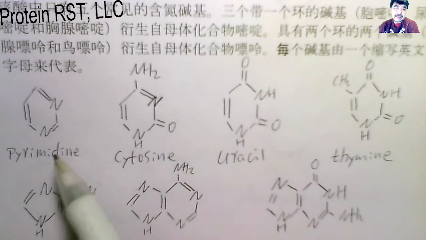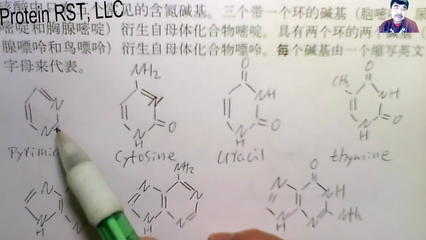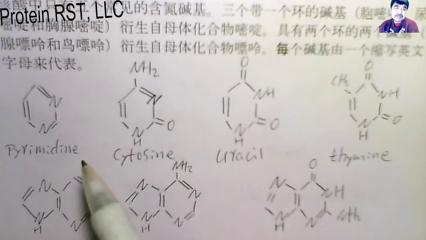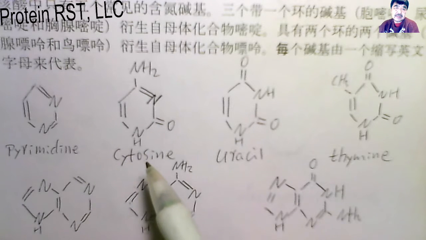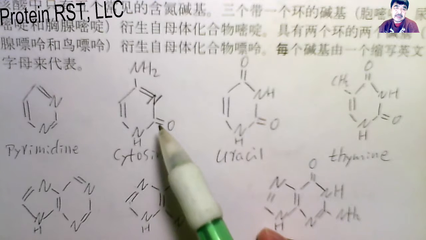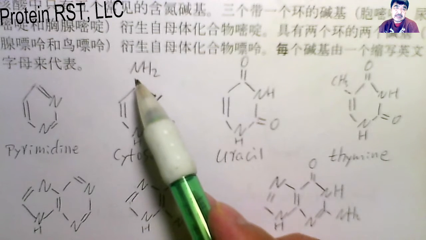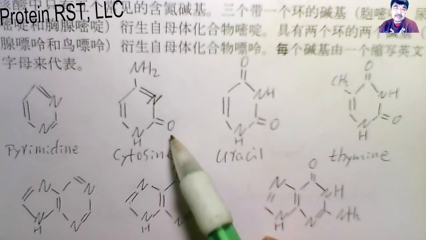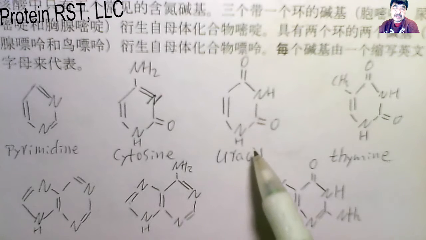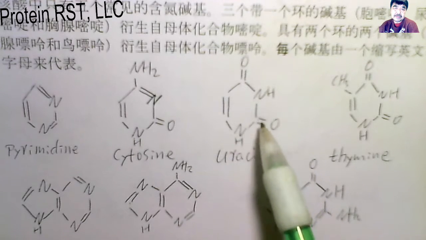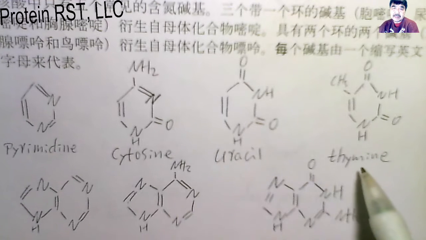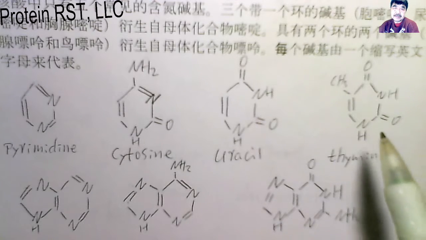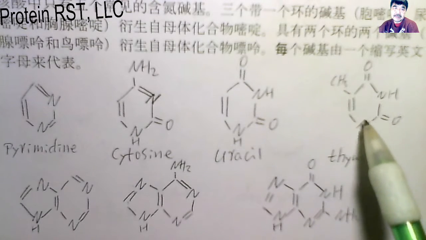Take a look at the structure. This is a pyrimidine, a 6-member ring containing 2 nitrogens and 4 carbons. This is cytosine. Cytosine has 2 substituents. One is the amino group here, another is the carbonyl group. Uracil has 2 carbonyl groups on this pyrimidine ring. Thymine has a methyl group here and 2 carbonyl groups on the pyrimidine ring.